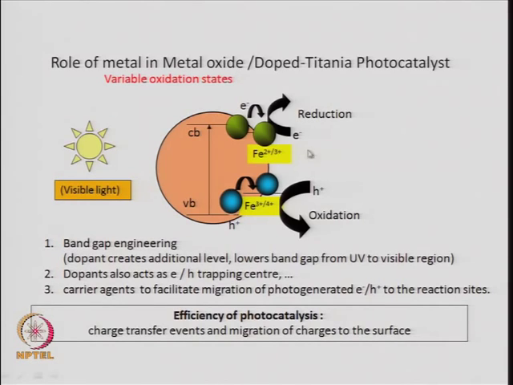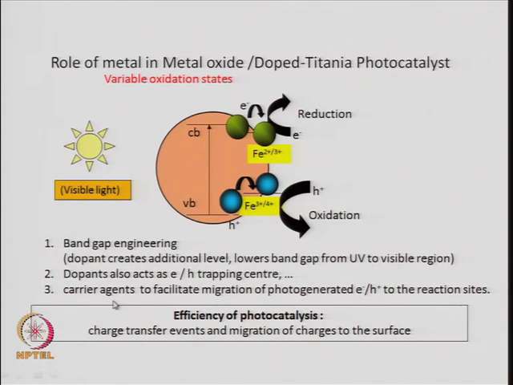The important thing is you have chosen a metal oxide with variable oxidation states. Now, the dopant also acts as an electron-hole trapping center, because here you can see this acts as an electron trap, because it is removing electrons from here. And if you choose some other material, it can act as a hole trap, right. So, you can have dopants which not only lower the band gap from UV to visible, but also act as electron-hole trapping centers.